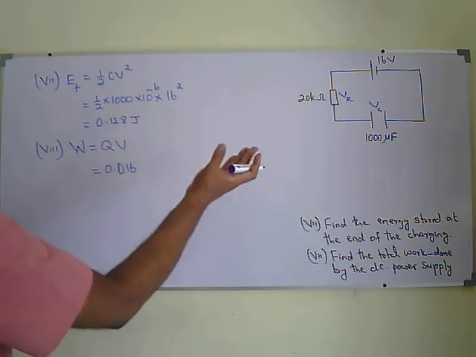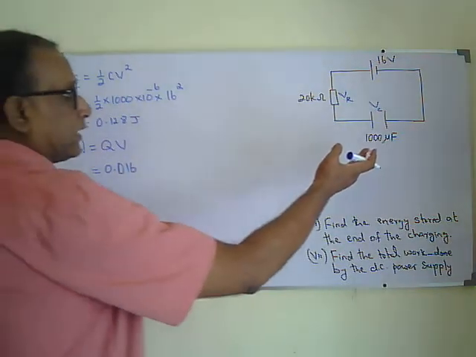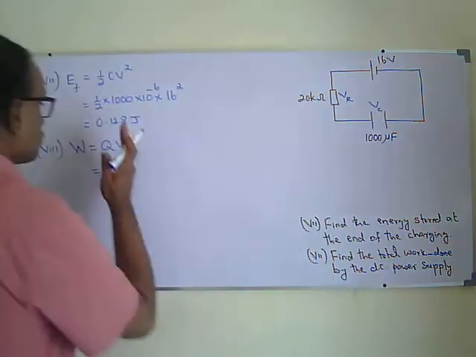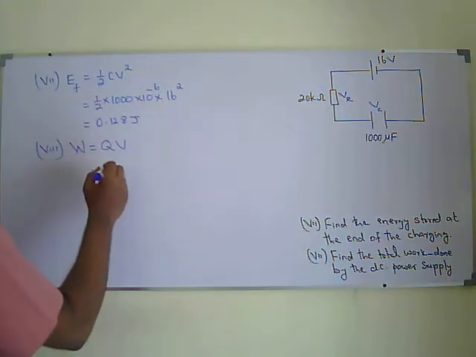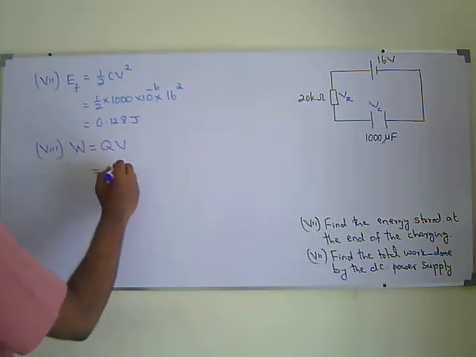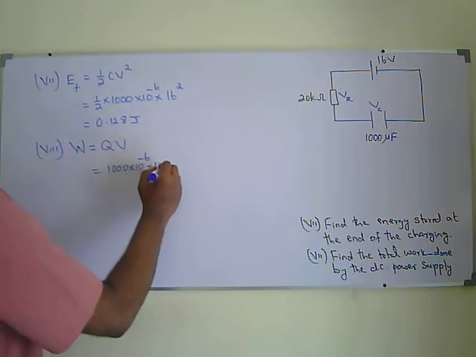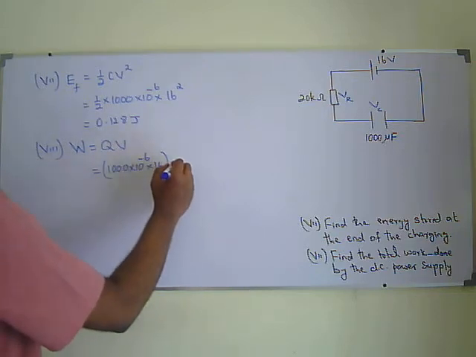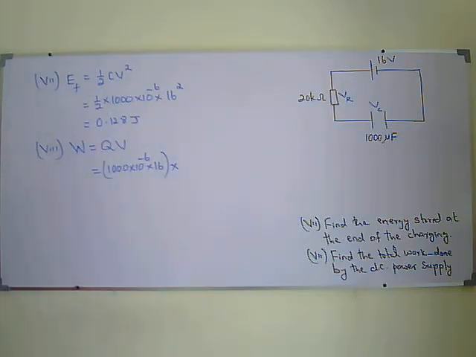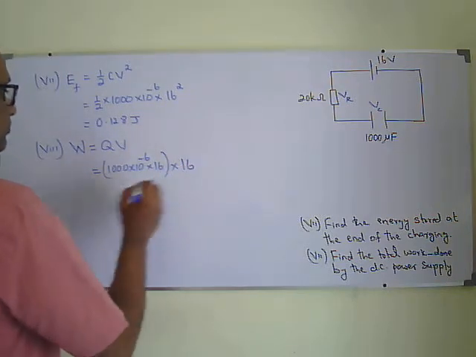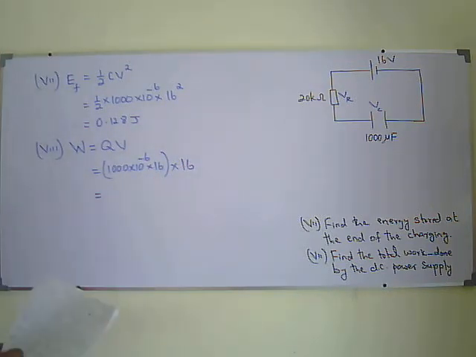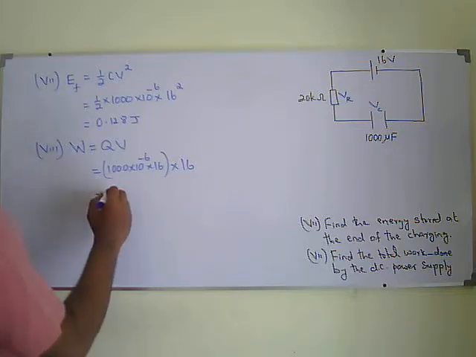Or we can find that Q equals CV. C is 1000 microfarad, V is 16. So Q equals CV, 1000 into 10 to the power minus 6 into 16. That's the total charge flowed in the circuit during the charging process, multiplied by the voltage across the capacitor, that is 16. So that will be equal to 0.256 joules.